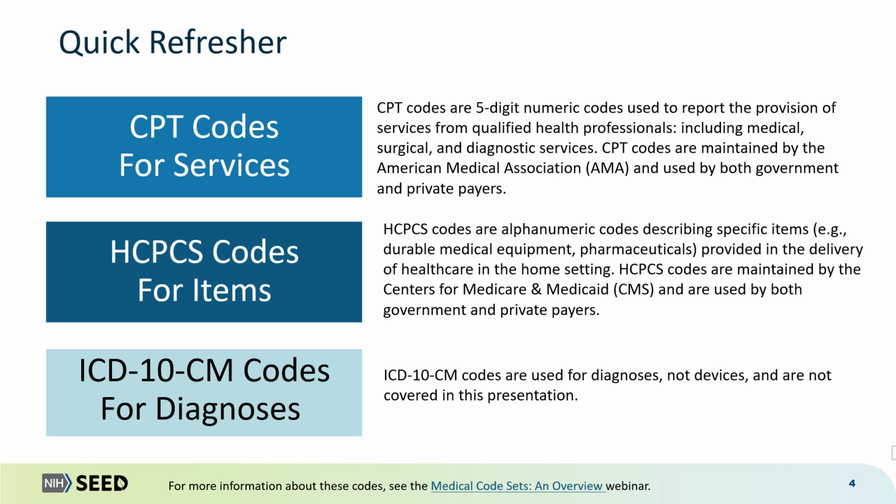HCPCS codes are codes that we generally think of for items such as durable medical equipment. Think walkers, canes, bedside commodes. These are items that are utilized in the home. There are pharmaceuticals that are described by HCPCS codes and ambulance services that are described by HCPCS codes. HCPCS codes are maintained by the Centers for Medicare and Medicaid Services and are used universally by private and government payers. ICD-10 codes are diagnostic codes. We are not going to discuss them during this webinar, but we will discuss them in a later webinar.